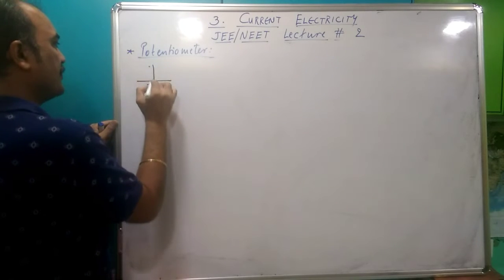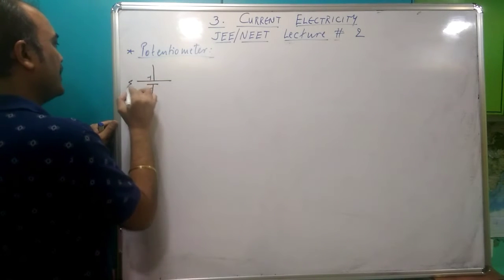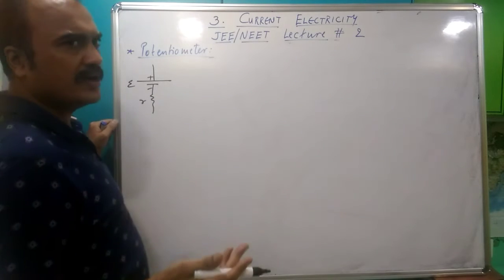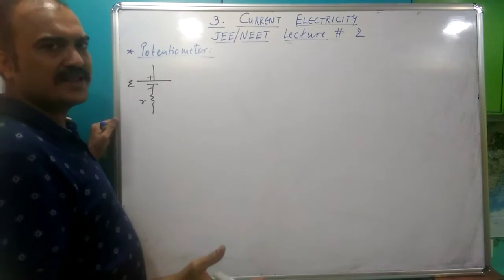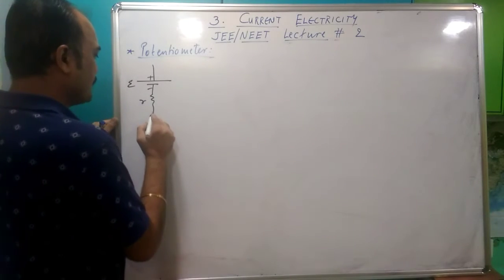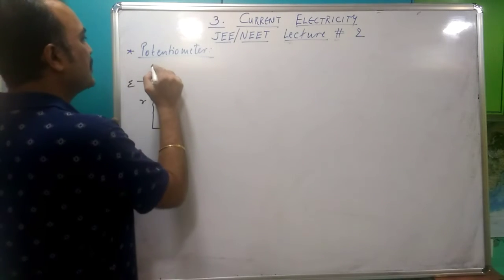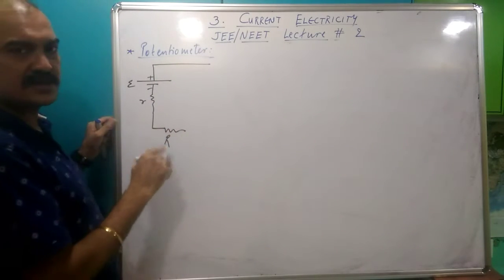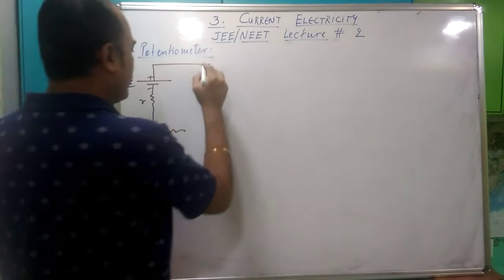This is a wire, this is a battery actually. EMF is epsilon, and let us say its internal resistance is R. Now, it is not necessary that the internal resistance will be there in every problem. They might say it's a negligible internal resistance. And this is an external resistance, meant to control the current.